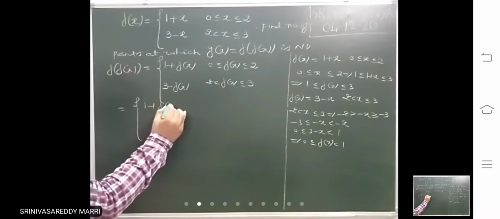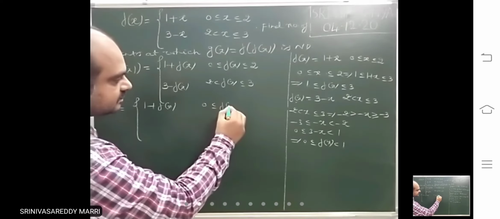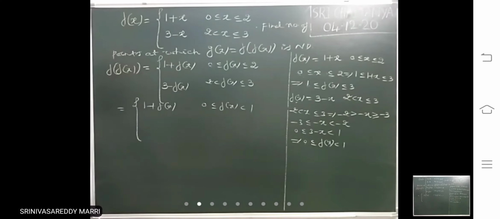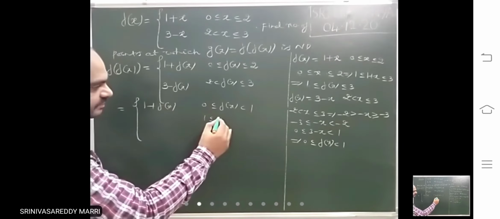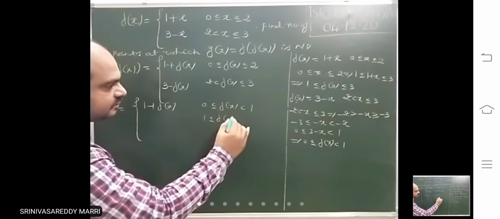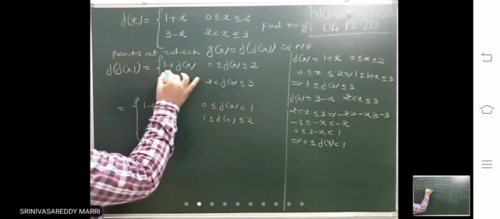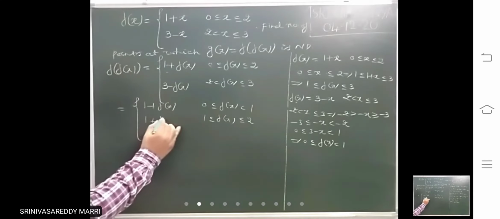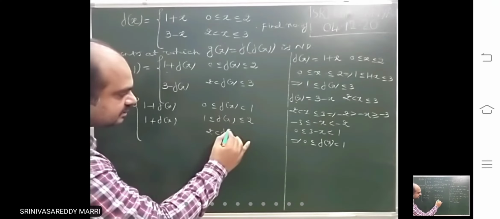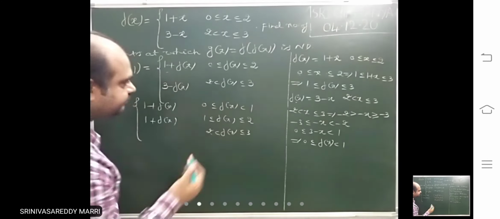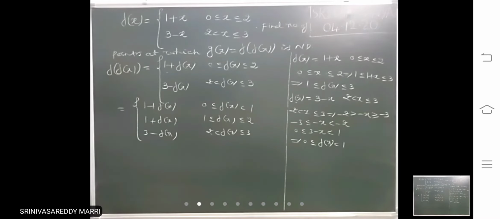I am writing in two parts. So first 0 to 1, let us say. 0 to 1, I am writing one part here. That is 1 plus f of x. So then 1 to 2, I am writing another part. In that also the same thing. So then 2 to 3, this part. So 3 minus f of x.